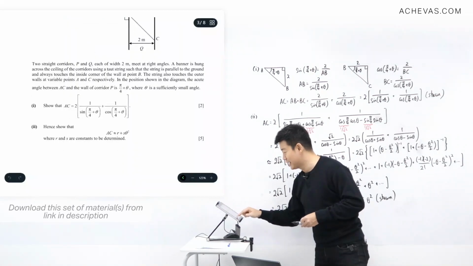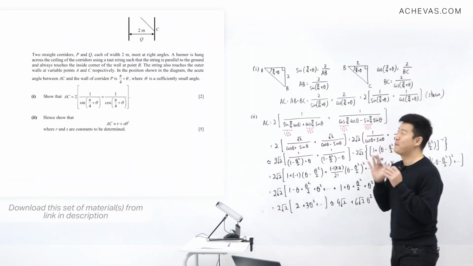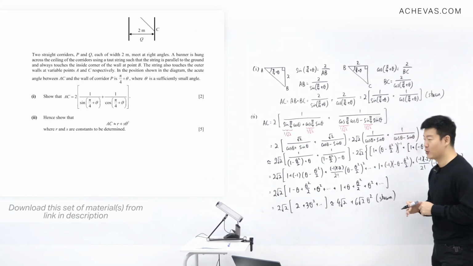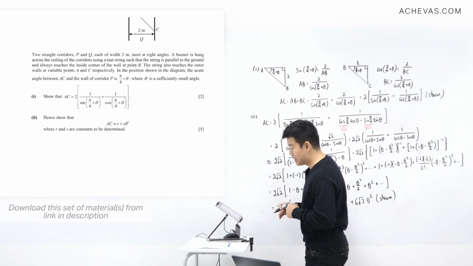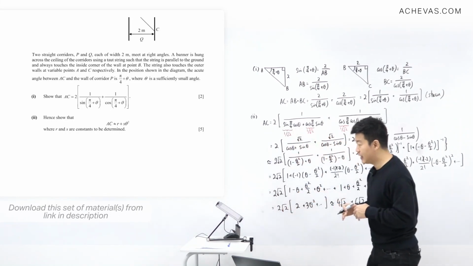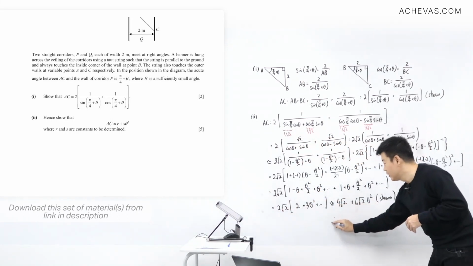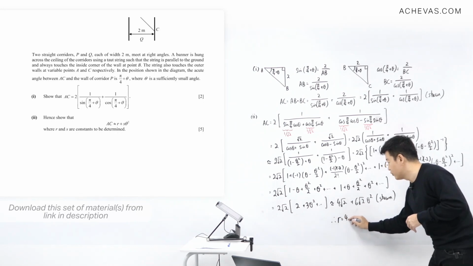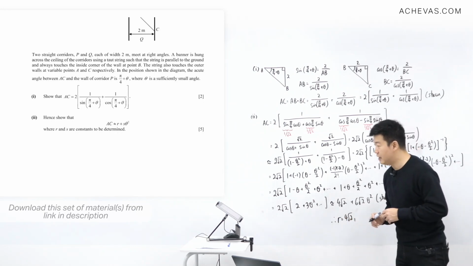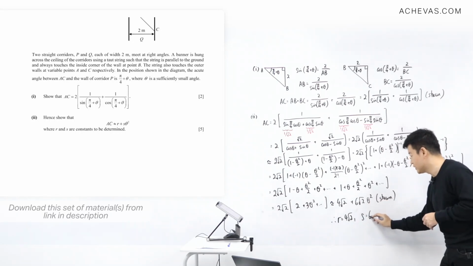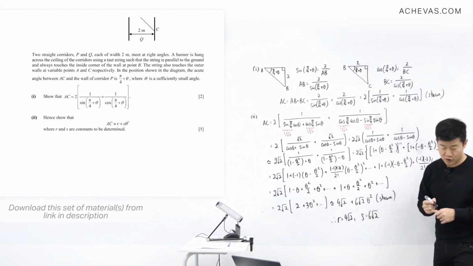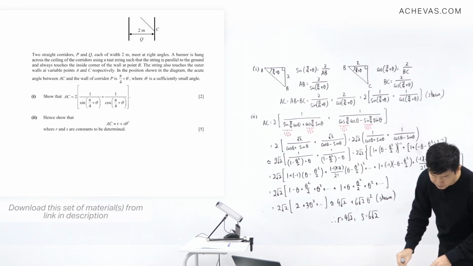Let's take a look at the question again before we forget about it. So that gives me the format that the question wants me to show, and the question also requires me to determine the values of R and S. So R is going to be this. Therefore, R is equal to 4 square root of 2. And S is the coefficient of theta square. So S is going to be equal to 6 square root of 2. This is for question number 5.